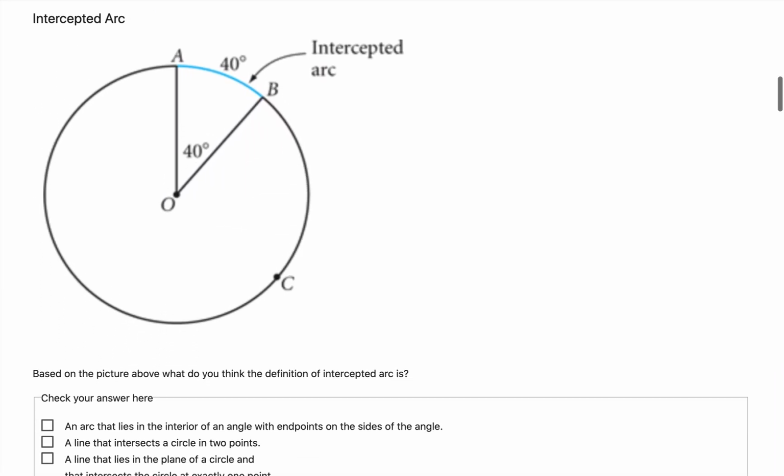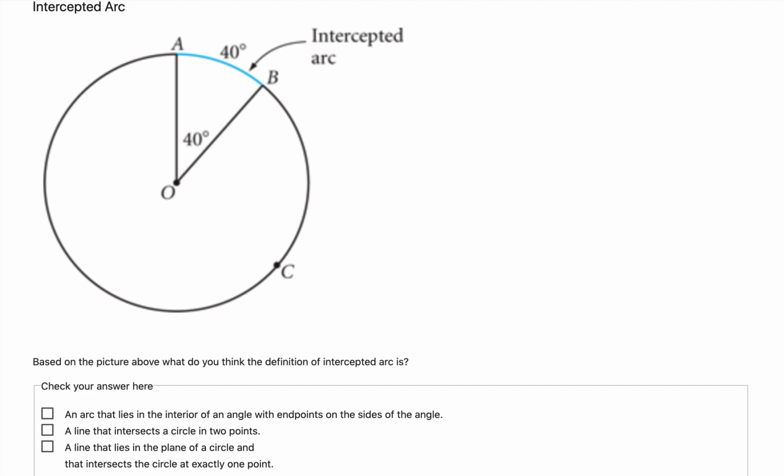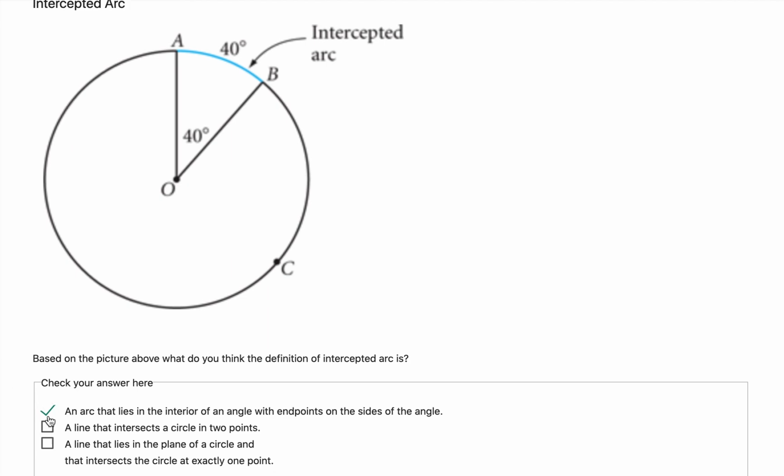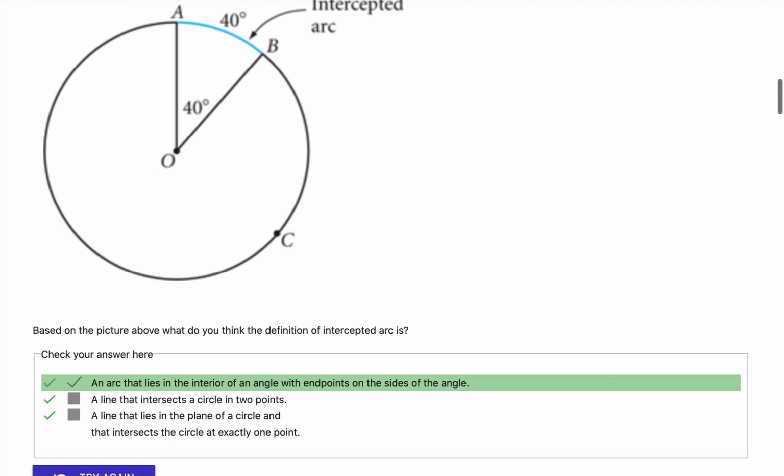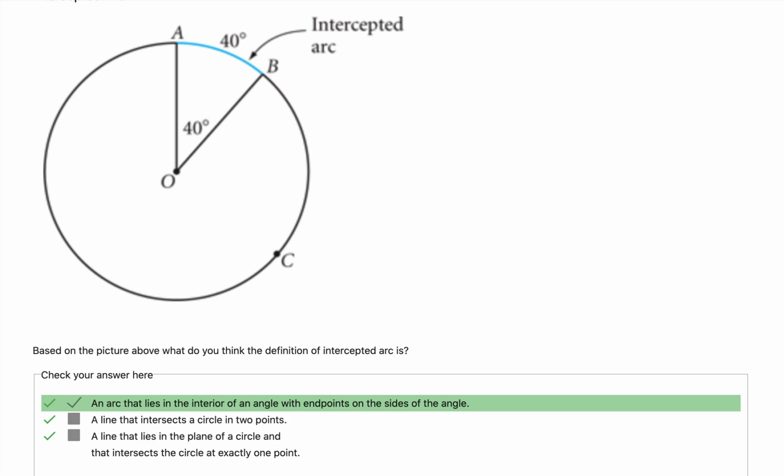The next term I have for you guys is called an intercepted arc. And looking at the picture and the definition options, tell me what you think the definition of an intercepted arc is. So an intercepted arc is an arc that lies on the interior of an angle with endpoints on the sides of an angle. So this just points out that continued observation that this interior angle, this central angle and this intercepted arc right here are going to be congruent.